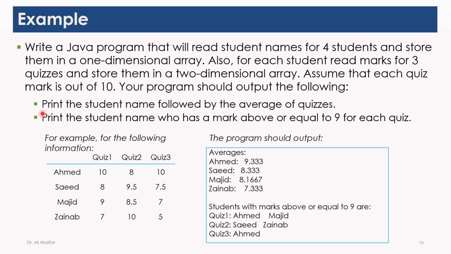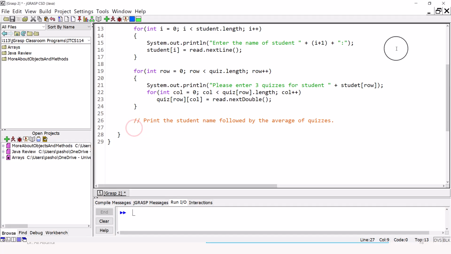For the first part, we need to print the student name followed by the average of quizzes, and this is the sample output. So we need to print first the message "Averages", then we have the name followed by the average of the quizzes for the first name, for the second name, and so on. So let's go to JGrasp and implement this part. As we discussed before, to implement this part, we need to process the array row by row. So first we will print the message averages, System.out.println, and we write Averages.